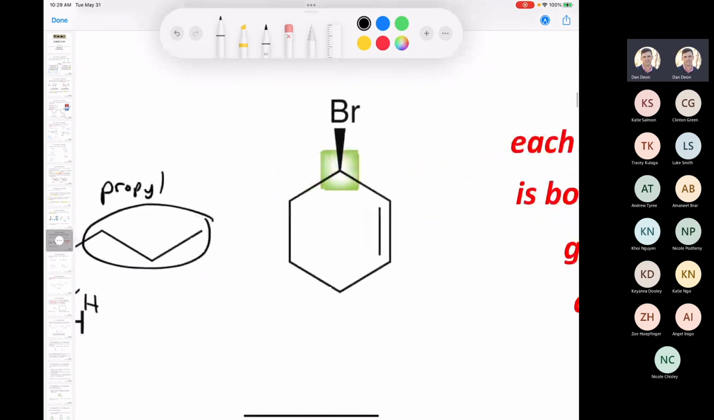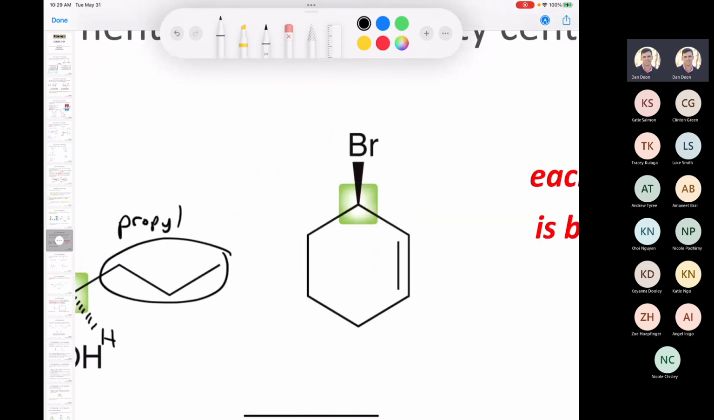If I go to this carbon here with the bromine attached to it, we have the bromine, we have a hydrogen in the back, we have this carbon here, which has 1 hydrogen attached to it, and then we have this carbon over here, which has 2 hydrogens attached to it. Those are 4 unique groups. Therefore, this is a chirality center or a chiral center.